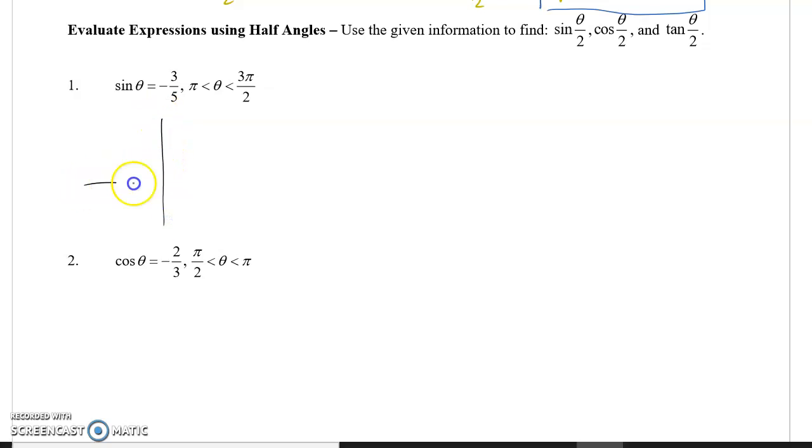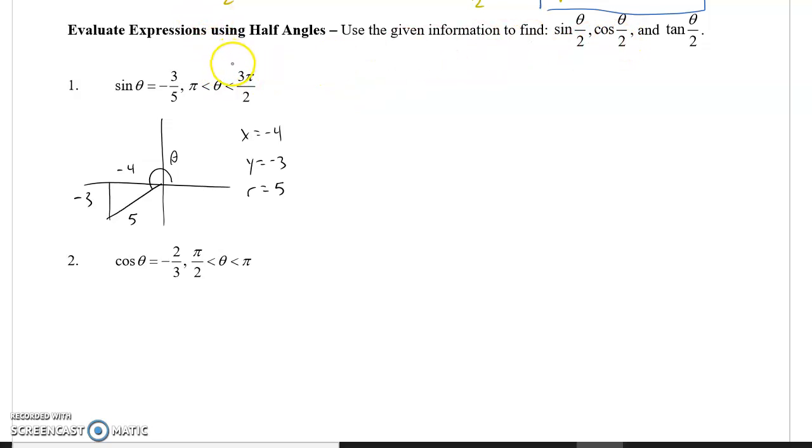Build a triangle. So theta is in quadrant 3, because it tells us that right here. So this is theta right there. And the sine of theta is -3/5. I think we've seen this triangle before. This is -4 up here. So x equals -4, y equals -3, r equals 5. All right, so that means that we can find the sine, cosine, and tangent of 1/2 theta.